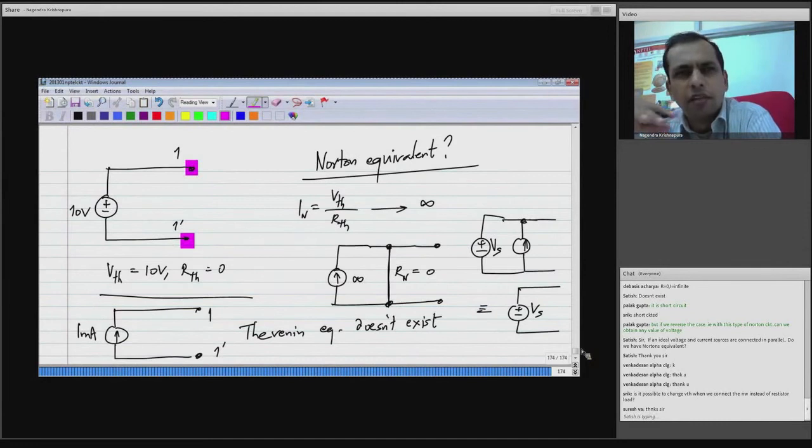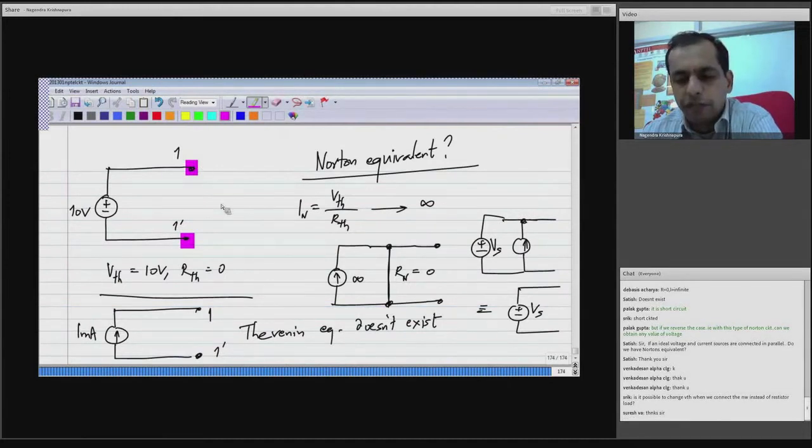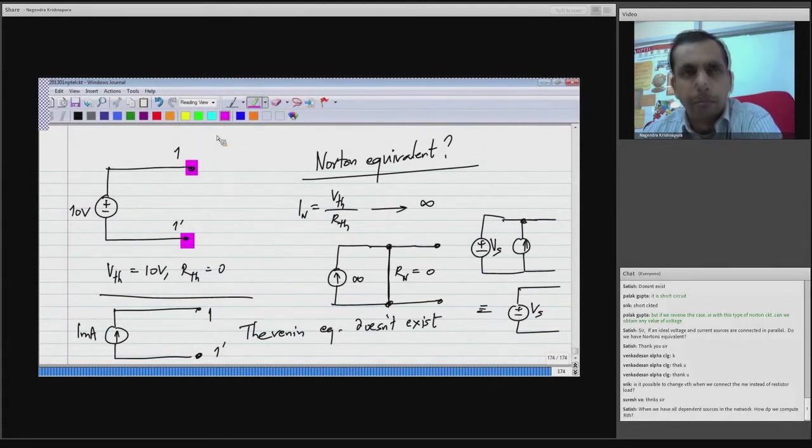So again, there is some confusion regarding the load. This equivalence is independent of the load. Whatever load you connect to it, the behavior at 1 and 1 prime will remain the same as in the original circuit. So if you want to find the effect of the load on the original circuit, you instead connect the load across the Thevenin equivalent circuit and you will find exactly the same behavior.